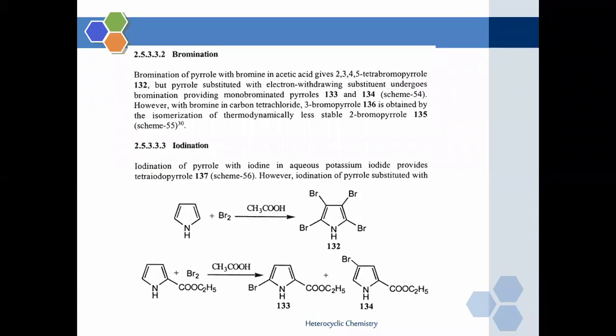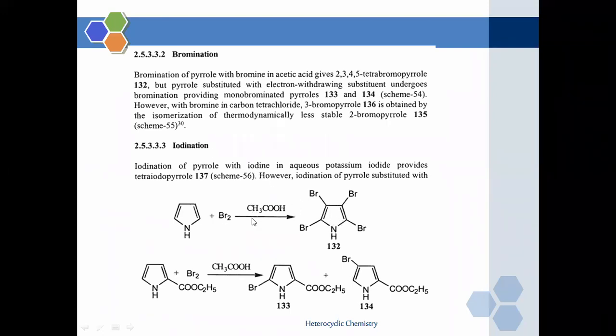Pyrrole also undergoes bromination reaction with bromine in acetic acid. It gives 2,3,4,5-tetrabromopyrrole. So when it undergoes a bromination reaction in the presence of acetic acid, it will form the 2,3,4,5-tetrabromo derivative.